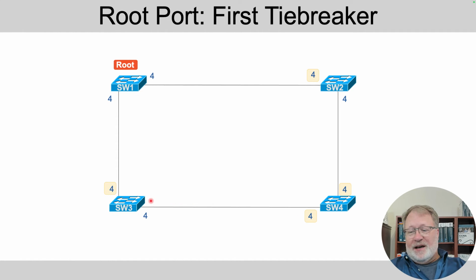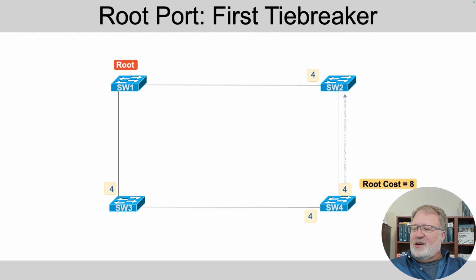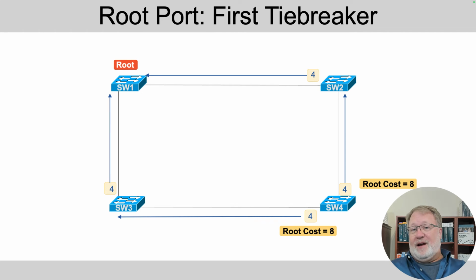Now, you can also have ties. So let's go back to this set of default settings of cost 4 on each port. But now we're going to think about switch 4, which is opposite from switch 1, the root switch, in this topology. So as you might guess right away, we've got a root cost of 8 going over one path and a root cost of 8 going over the other path because it's just two outgoing interfaces of cost 4 in each case. So which one should switch 4 choose?